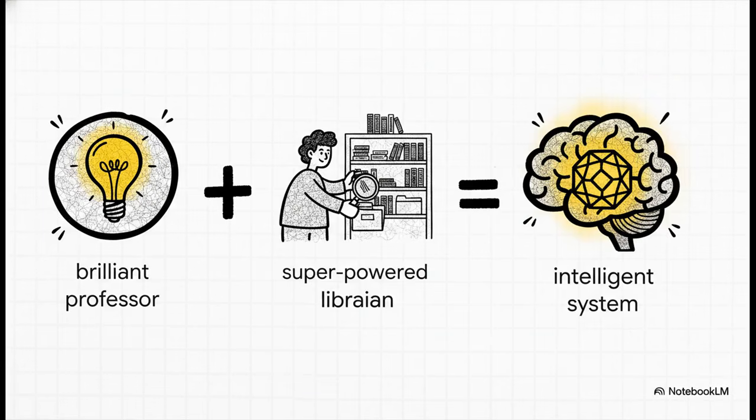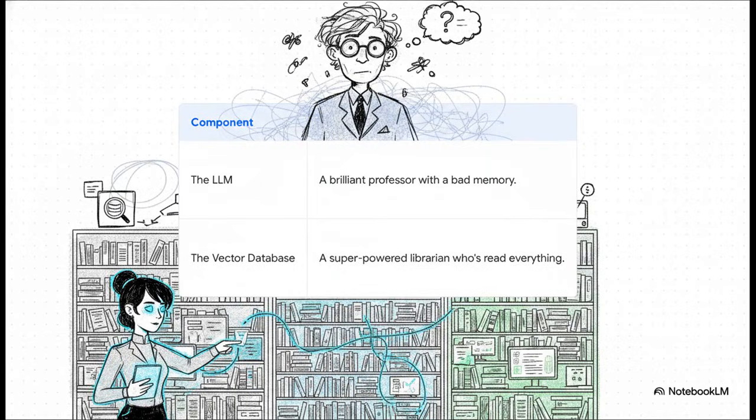Okay, to make this feel a little less abstract, let's use a simple analogy. This is honestly one of the best ways I've found to really get a handle on how all these pieces fit together to create a system that feels truly intelligent. Okay, so think of your large language model as a brilliant professor. This professor can write a beautiful, eloquent, perfectly structured essay on any topic you give them. But they have a terrible memory. They can't recall any specific facts from your documents. Now, the vector database, that's the superpowered librarian. This librarian has read every single document your company has ever created, and they can instantly find the exact right passage the professor needs to write a factual, accurate, and trustworthy response.